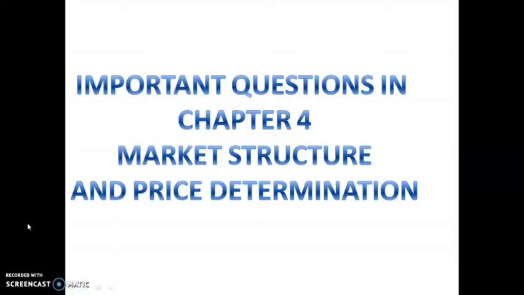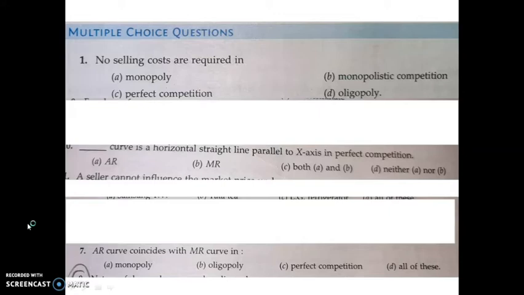Today we are going to discuss the important questions in chapter 4, Market Structure and Price Determination. This chapter is divided into 3 parts: first, market structure or forms of market; second, price determination under perfect competition; and third, applications or tools of demand and supply. First, let us discuss the questions from market forms. We have to study only one market form, that is perfect competition.